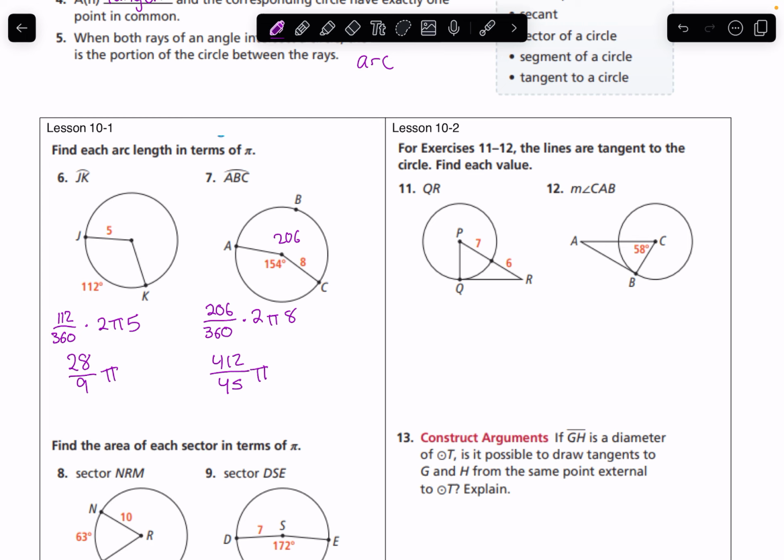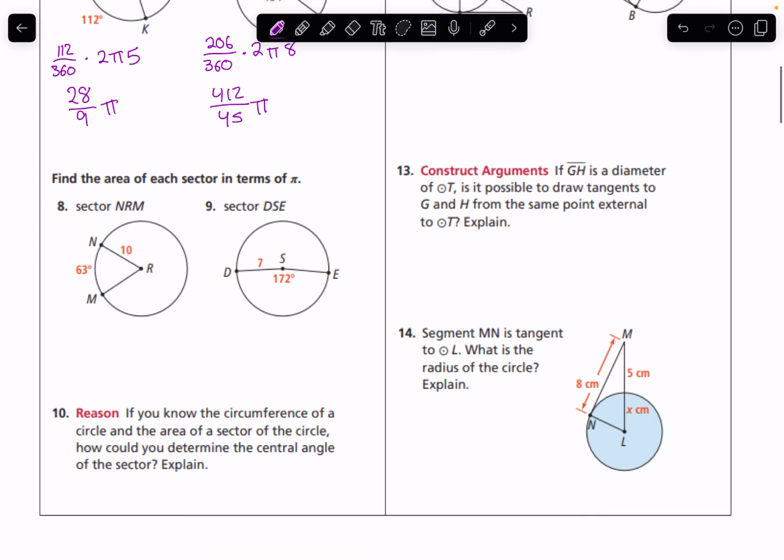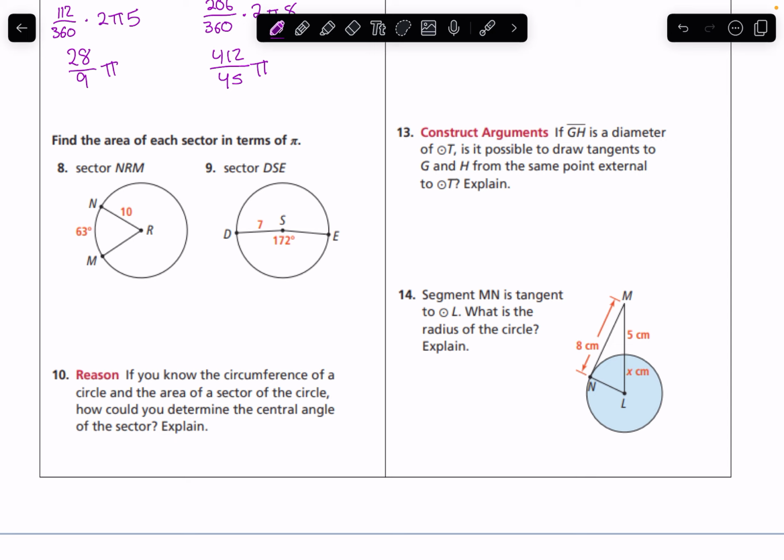8 and 9 are sector areas. So for number 8, we've got sector NRM, so 63 over 360 times the area formula, pi times 10 squared. That's going to be, let's see, 63 over 360 times 100. That's 35 over 2, or 17.5 pi.